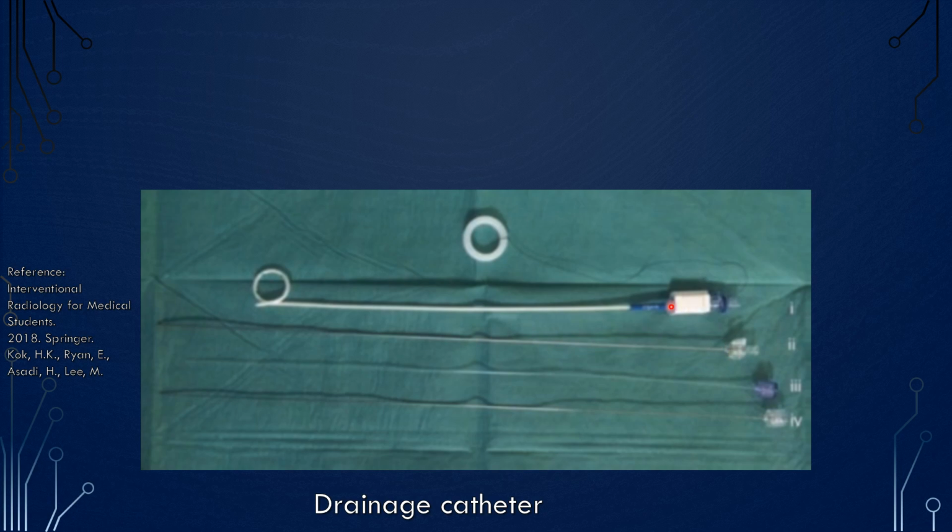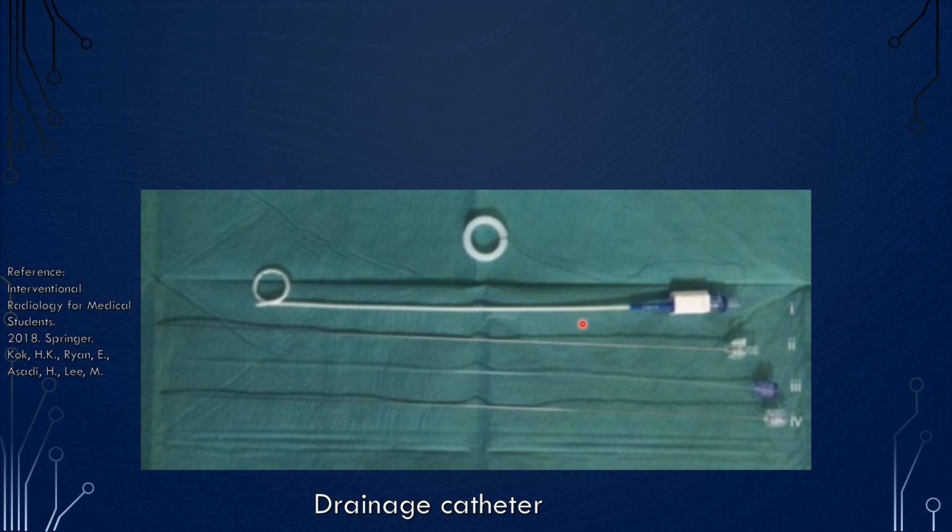So this is the drainage catheter itself, the upper one. It has a loop. That's why sometimes they call it a pigtail catheter. These here are different stylets that go inside the drainage catheter to give it stiffness and structure so that you can introduce it through the skin easily.